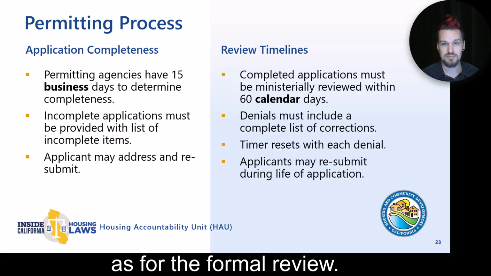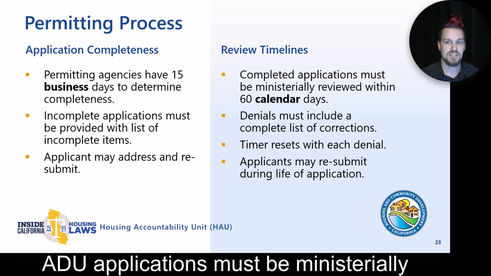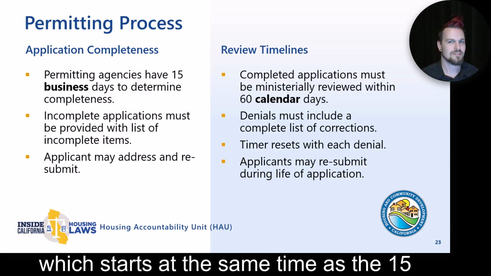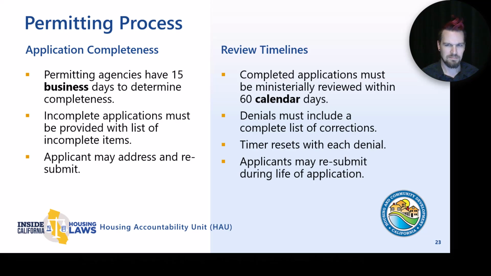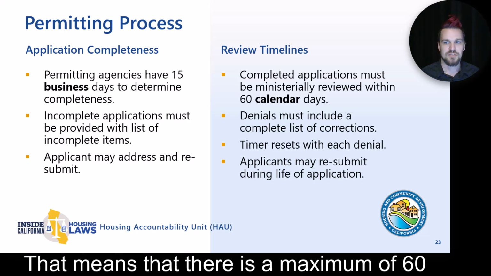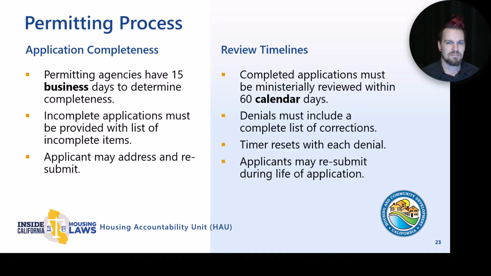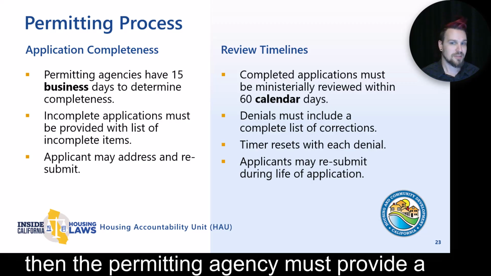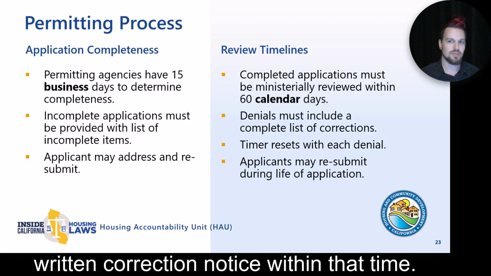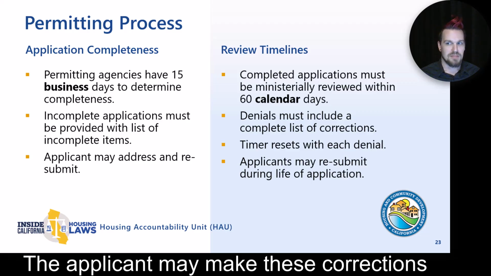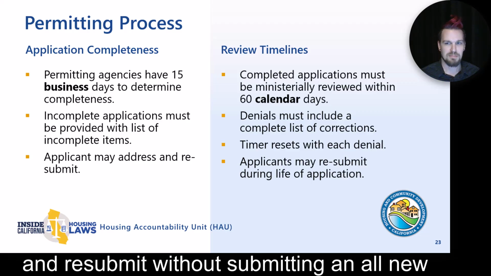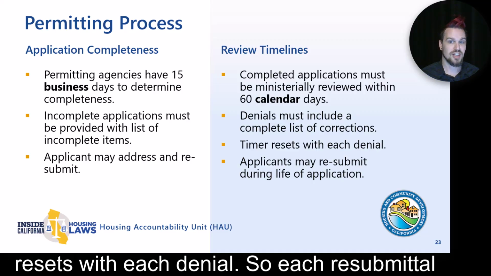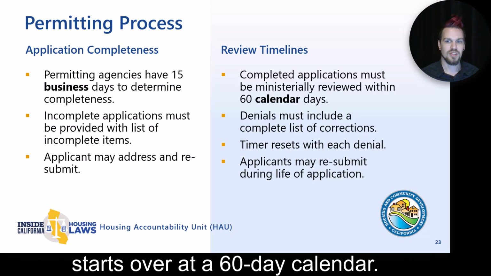As for the formal review, ADU applications must be ministerially reviewed within 60 calendar days, which starts at the same time as the 15 business days in the first step. That means that there is a maximum of 60 days in total to get through this step. If the application does not meet the requirements for permitting and is denied, then the permitting agency must provide a written correction notice within that time. The applicant may make these corrections and resubmit without submitting an all-new application. It's important to note here that the clock resets with each denial, so each resubmittal starts over at a 60-day calendar.